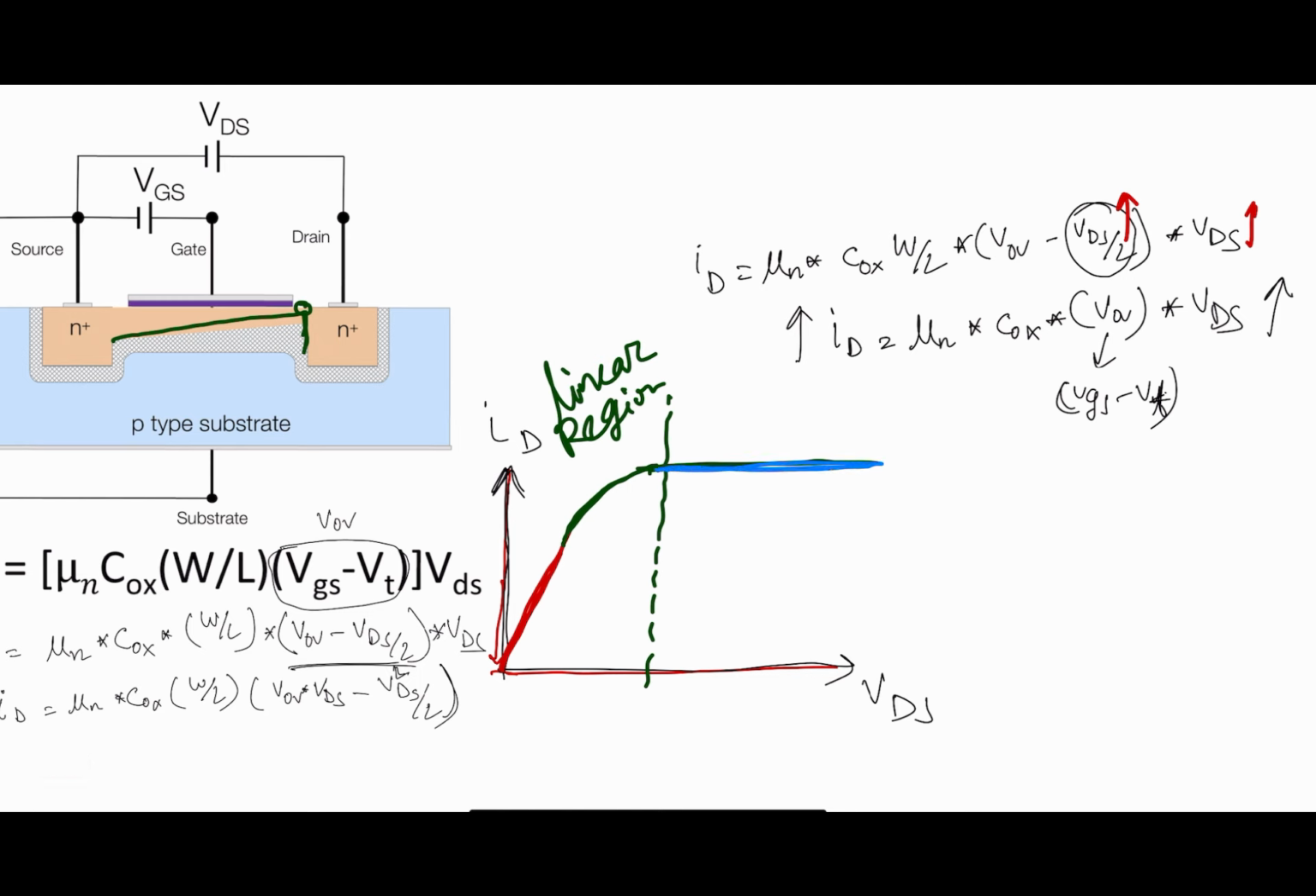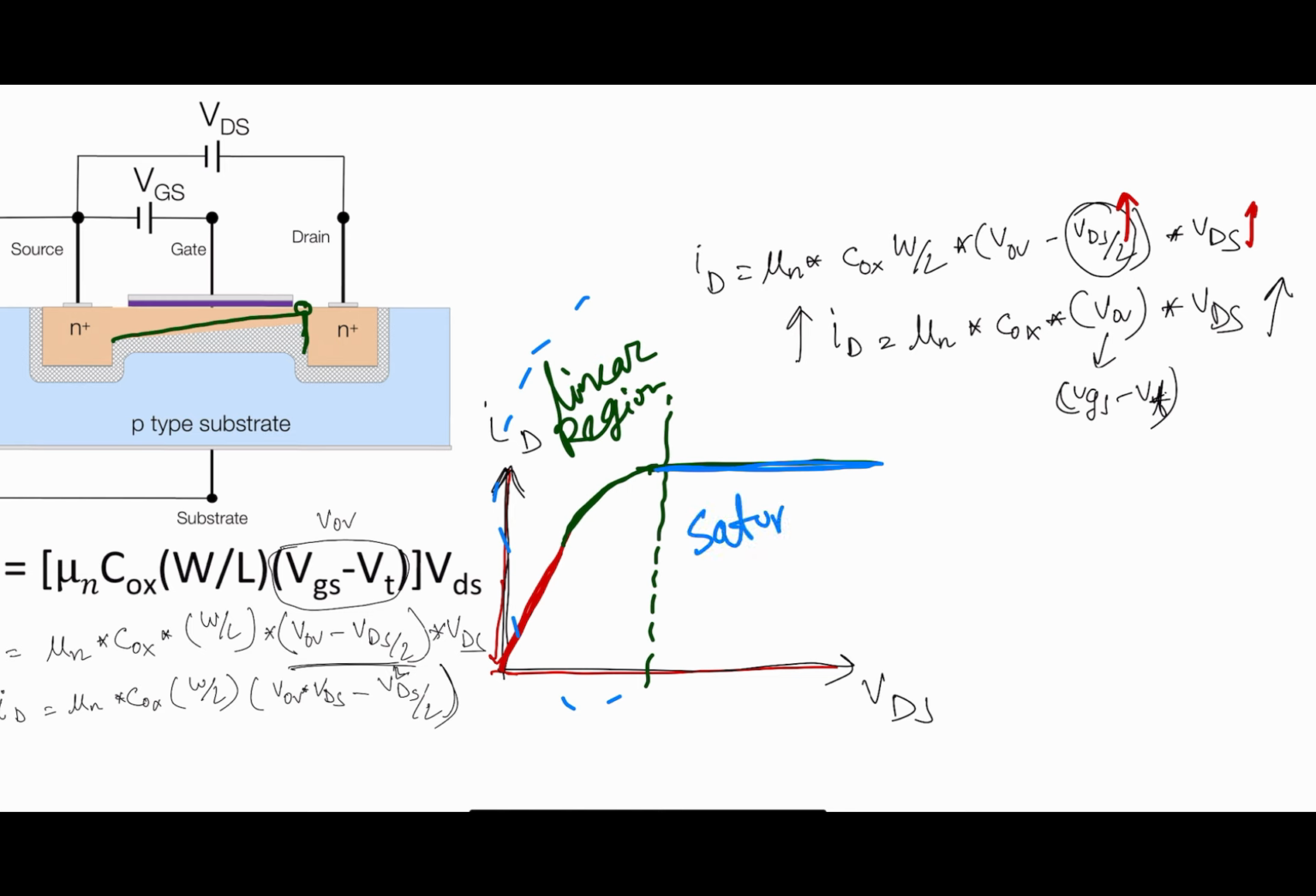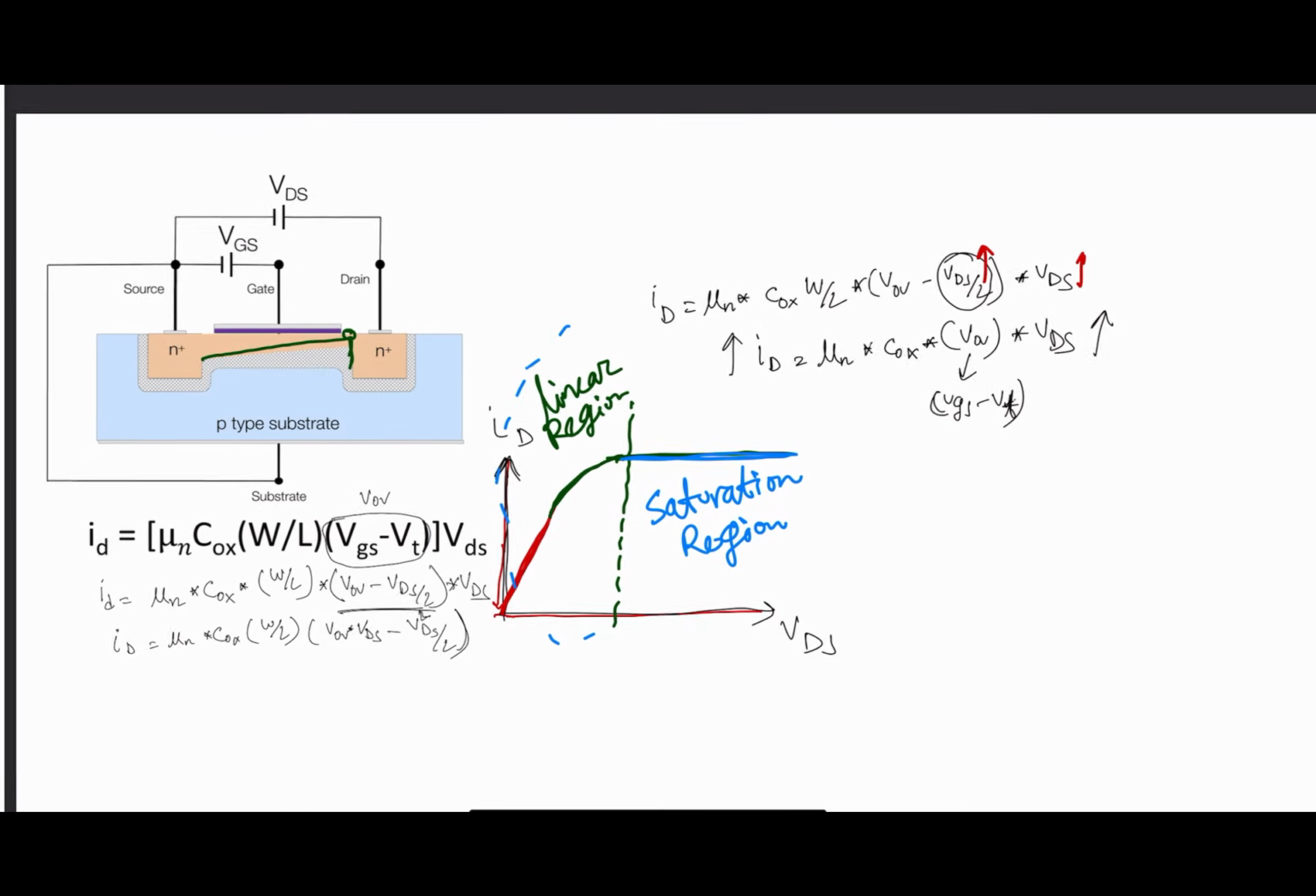So this part is the linear region, and this part is the saturation region. So in the saturation region, what will happen? The current equation.